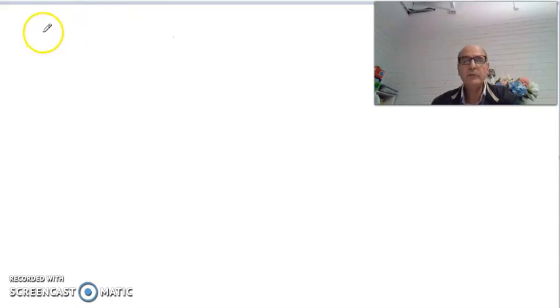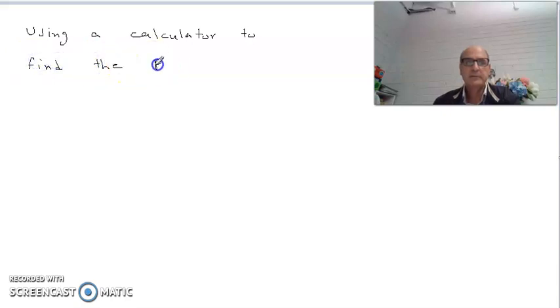Now we do it using a calculator. To find the percentage, all you need to do is multiply and use the percentage button on your calculator.